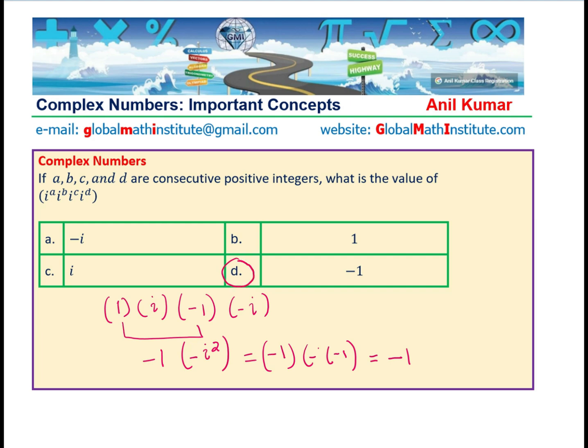Makes sense, right? So when you multiply four consecutive powers, in that case, you get minus 1 as the result, right? Since multiplying 1 and minus 1 will give you minus 1, here we have minus i square, right? Minus i square is again negative 1. So three negatives will give you a negative number. Hope it is absolutely clear.